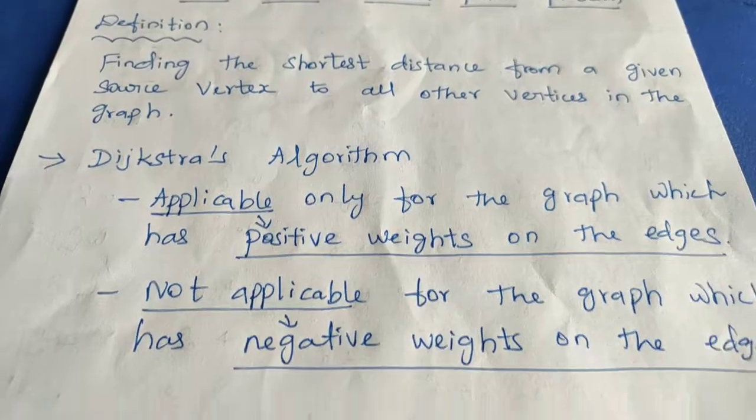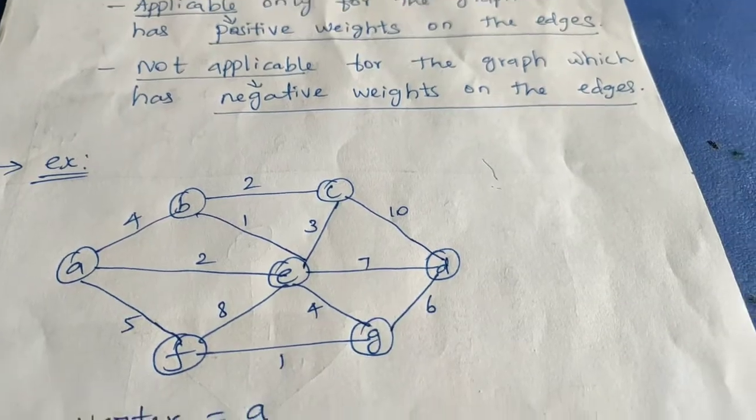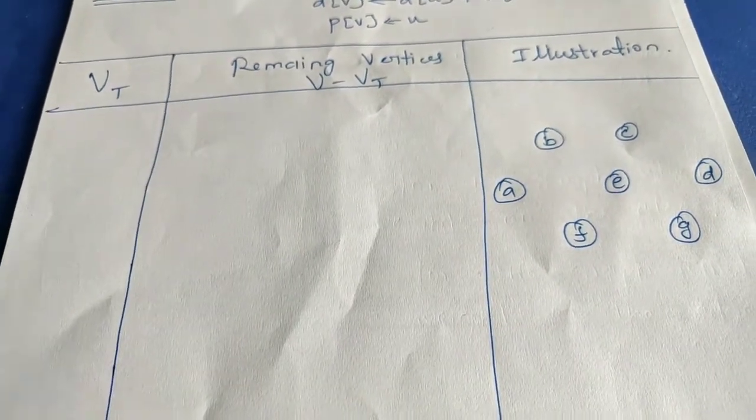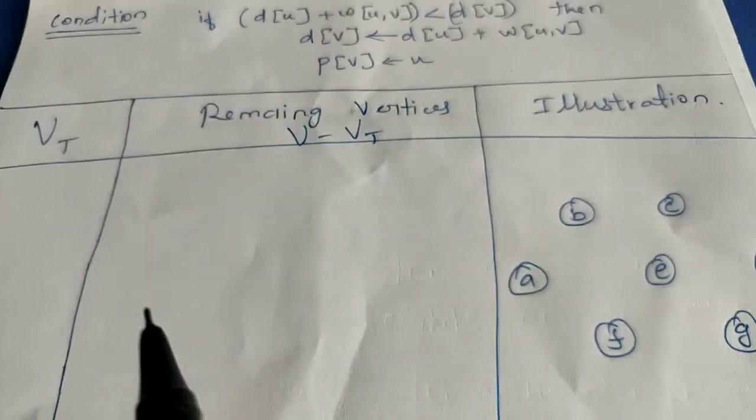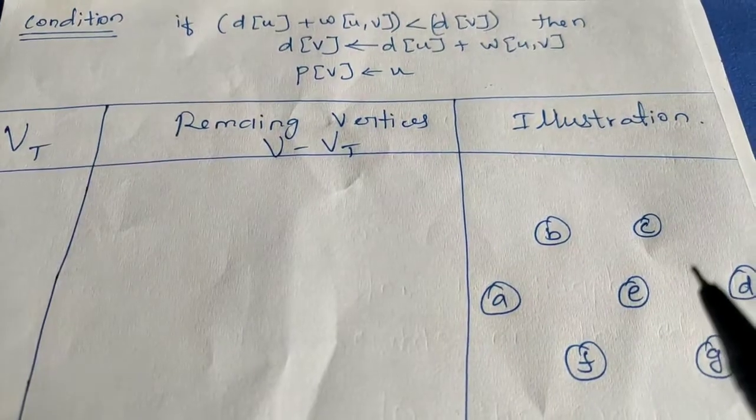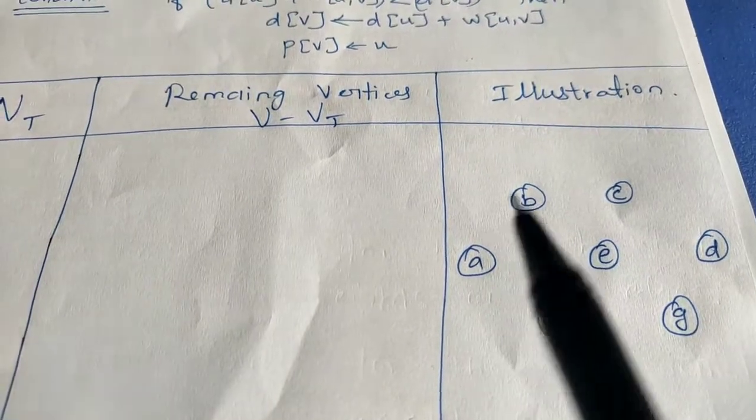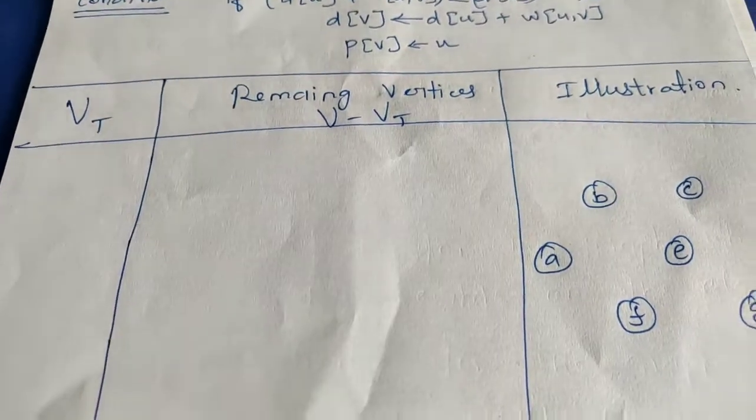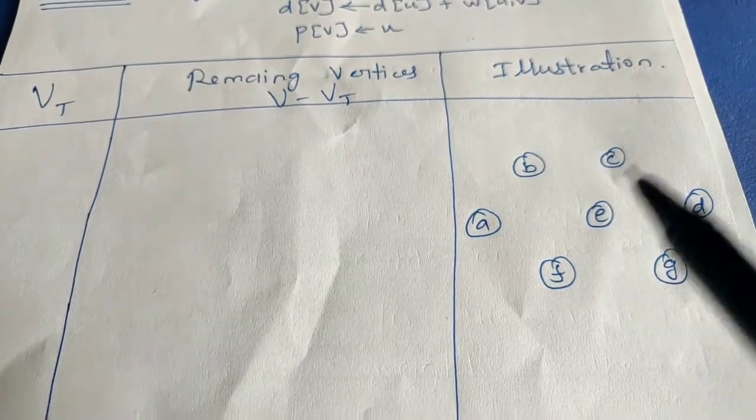Let us solve this algorithm by taking this as an example graph. To do this, you need to construct a table similar to Prim's algorithm. I have taken a table with 3 columns. One is VT, that is the tree vertices, then the remaining vertices, and the third column is the illustration. In the illustration column, I have taken an empty graph without any edges. While I process the vertices, whichever I bring into the tree vertices, I will connect in the illustration empty graph.